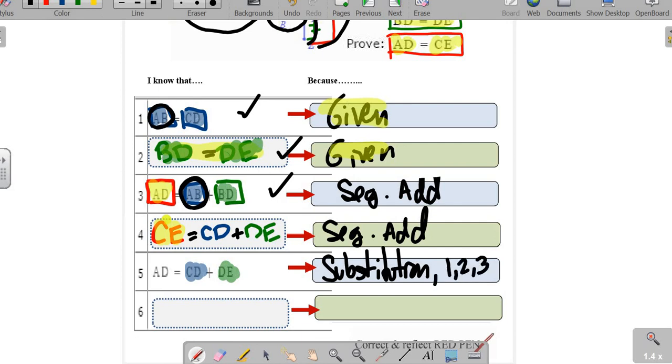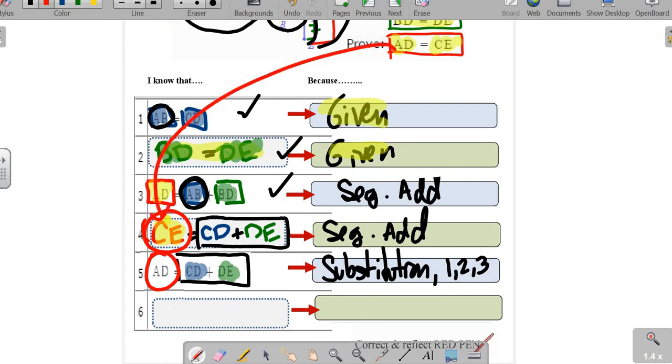Now, why did that help you? Look very carefully. We can now say, see how these are exactly the same? Those are exactly the same. We can say what we're trying to prove is exactly the same. CE is equal to AD. And the reason is, again, substitution. And what lines did you substitute? Lines 4 and 5.